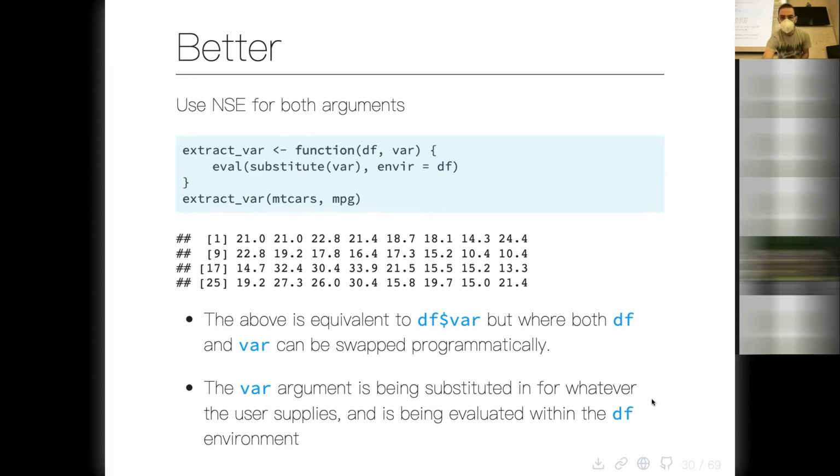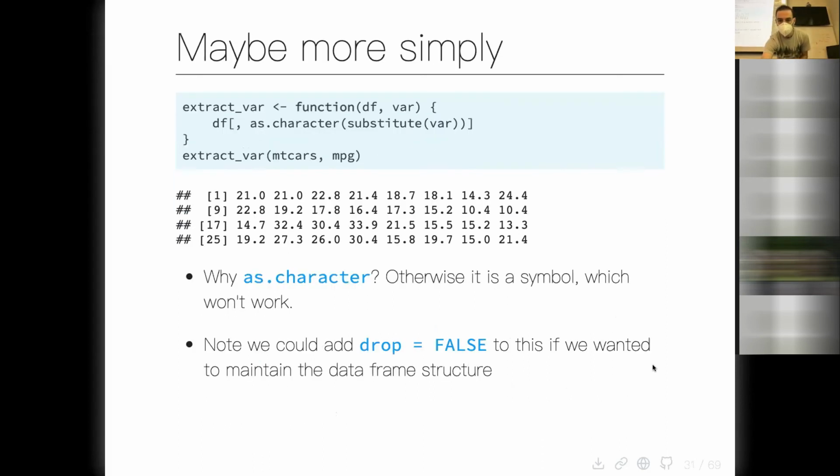All right, so that's that. Okay, you can also do this other ways, right? So this is another way that I can sort of force it to be evaluated within the data frame environment. Here I'm saying df, comma, so all rows, and then I'm forcing this to be a character. So I'm saying as.character substitute var.